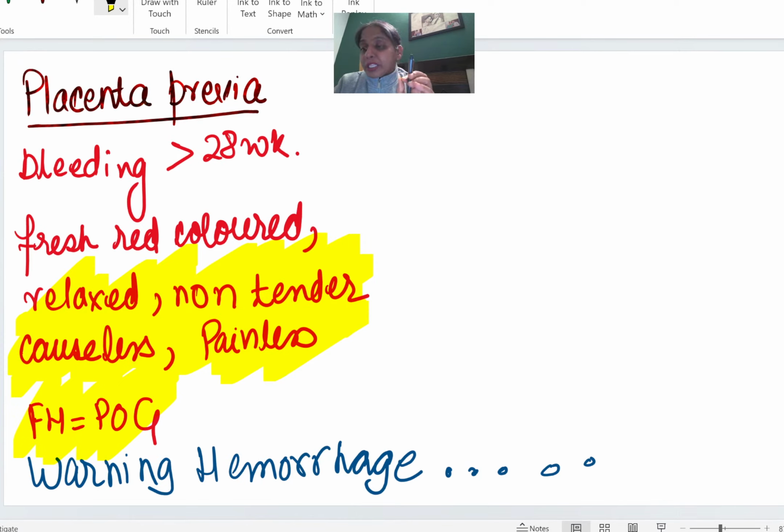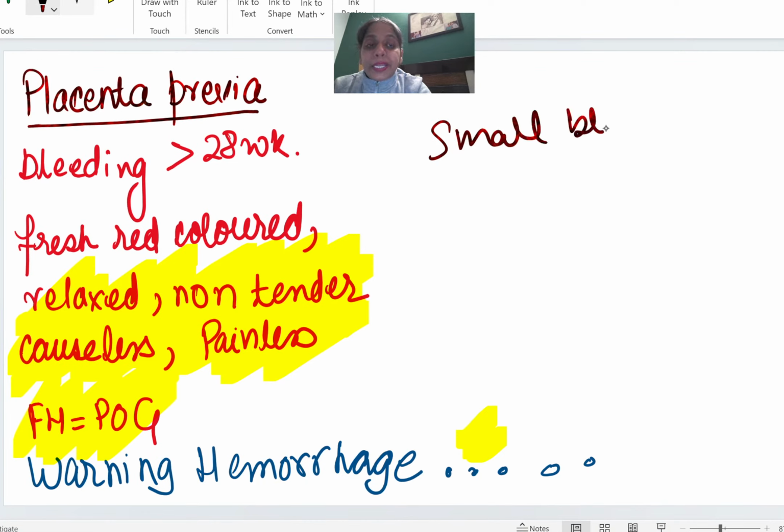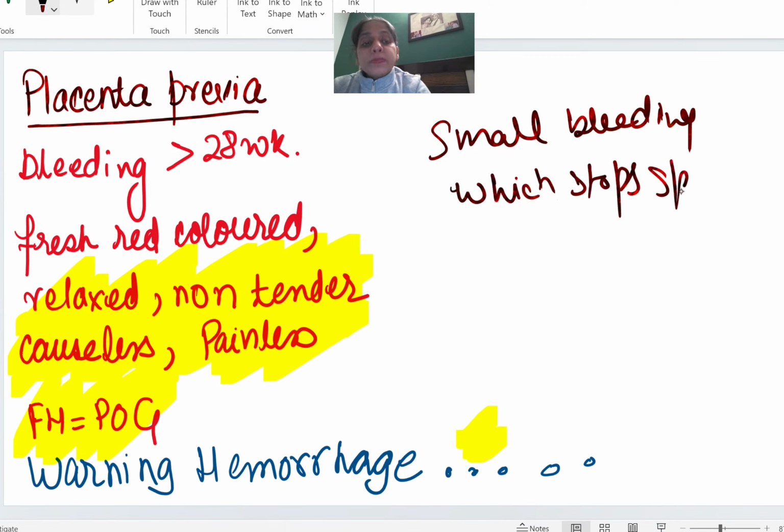What is warning hemorrhage? Inside the uterus there is a fetus. The fetus kicks, and the placenta is lying in the lower segment, so there is some bleeding. But soon nature recovers that bleeding. That is known as warning hemorrhage: small bleeding which stops spontaneously, because it is due to the kicking of the fetus.